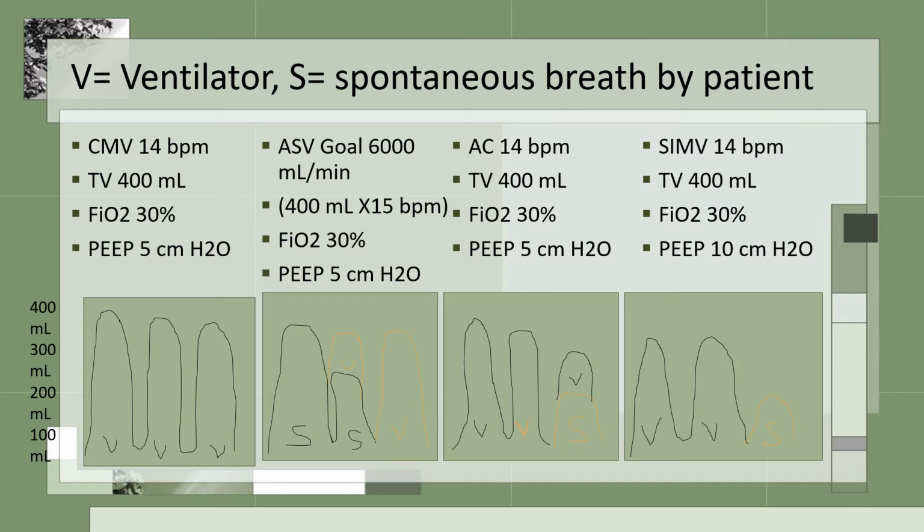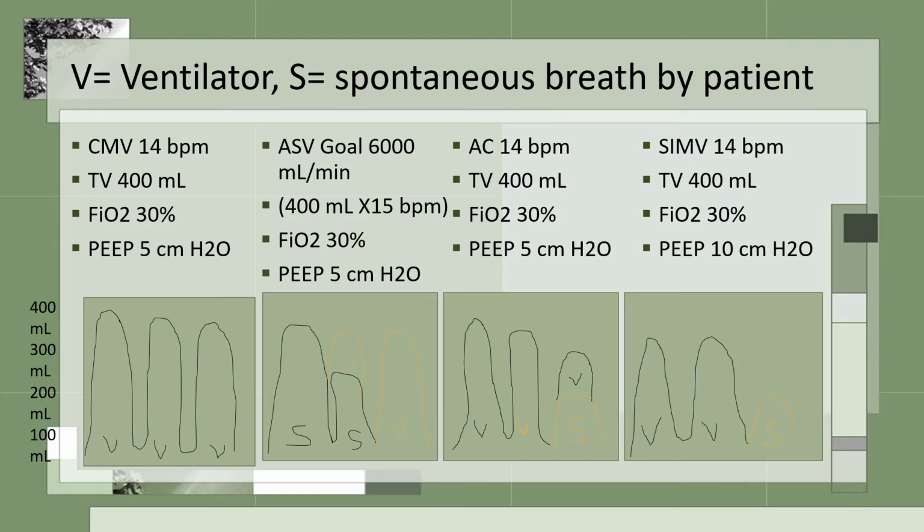And the next one, in ASV, we have a goal of 6,000 mLs per minute, and so they've worked that out. It's 400 mLs times 15 breaths per minute. The FiO2 is 30 and the PEEP is 5. So S is representing a spontaneous patient breath. So the first two breaths are the patient's, but the second breath doesn't quite get to 400. So the ventilator fills in the volume. And then the patient has a pause, so the ventilator is taking a breath for the patient.